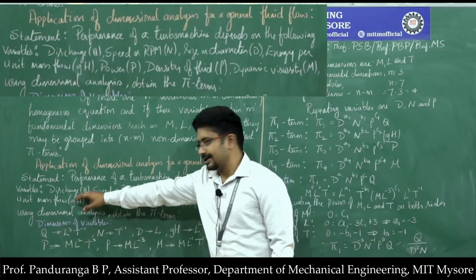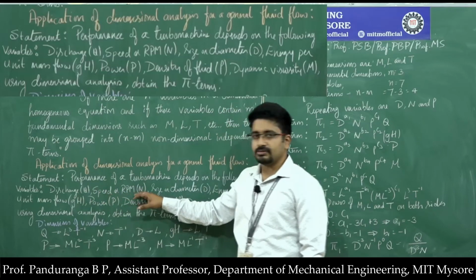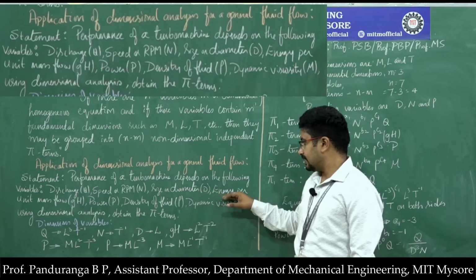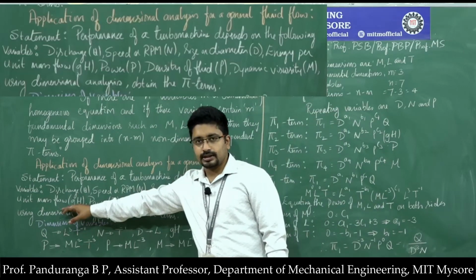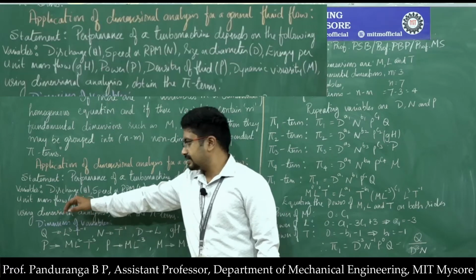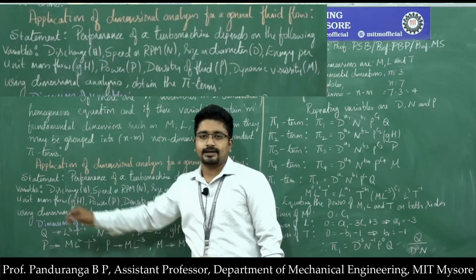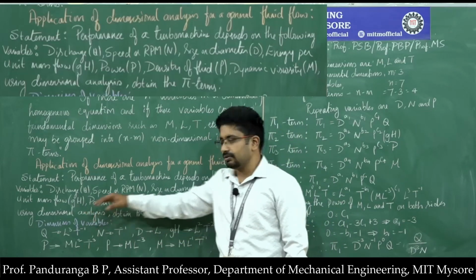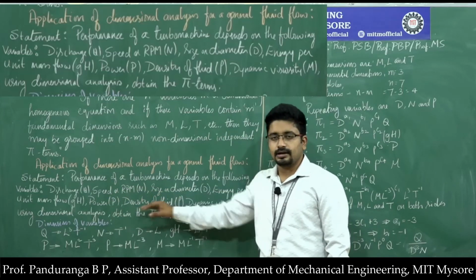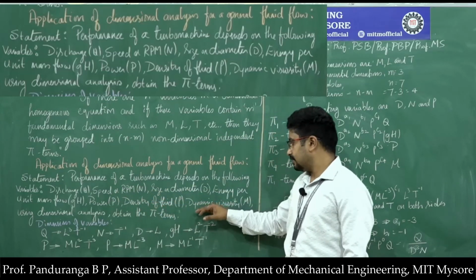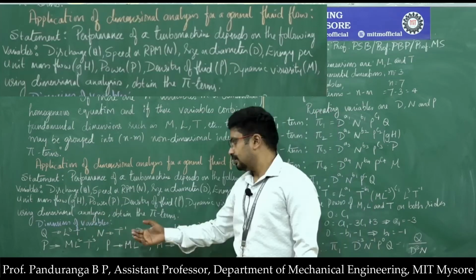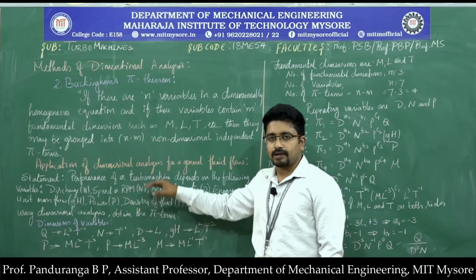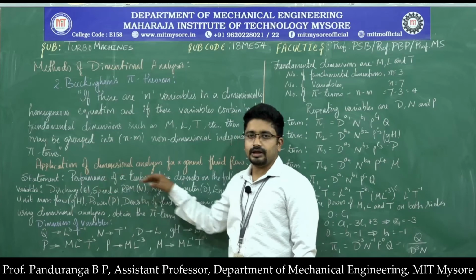So it depends on the discharge Q, speed or RPM of the turbo machine N, size or diameter of the turbo machine D, then energy per unit mass flow, which is given as g into H, where H represents the head of the fluid in the turbo machine, and P is the power of the turbo machine, then density of the fluid rho, then dynamic viscosity of the fluid mu. Using dimensional analysis, we need to find out the relation between these parameters which affect the performance of a turbo machine.